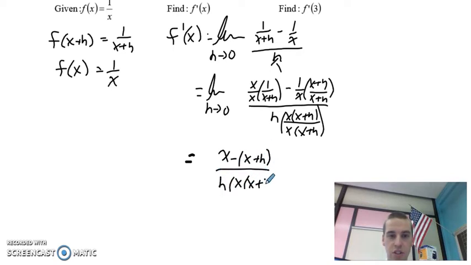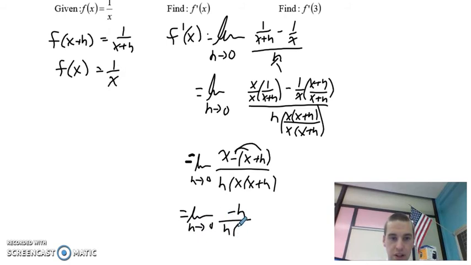Well, when we do this, you distribute the negative, and so we are going to get negative h over h, parentheses, x plus h. Those h's will cancel. Plug in 0. You get negative 1 on top. Plug in 0 here. You get x times x, and you get negative 1 over x squared. There's your derivative.